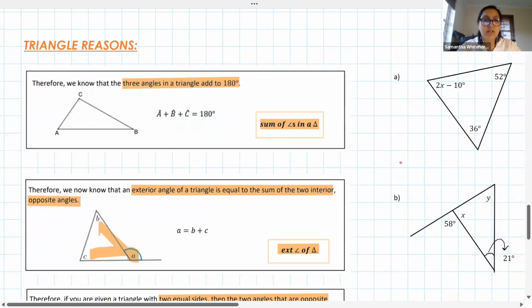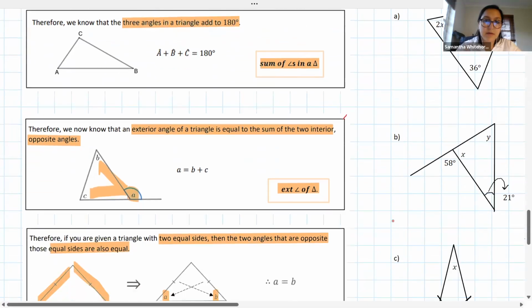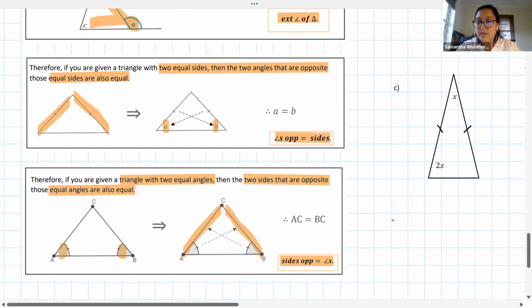So let's take a screenshot. Let's take a screenshot of the first 2, and we'll go to the second 2, and then we'll have a look at an example. Again, you guys probably have these reasons, but just so that we have them again, it's always useful to know what our reasons are in geometry. Okay, next two. Screenshot the next two if you haven't already, please. All right, and then let's have a look at an example. Luckily, we got time.